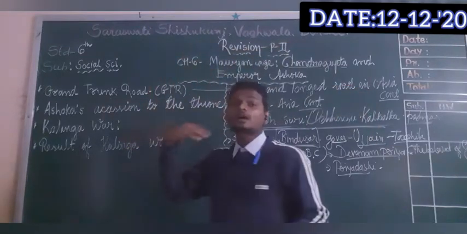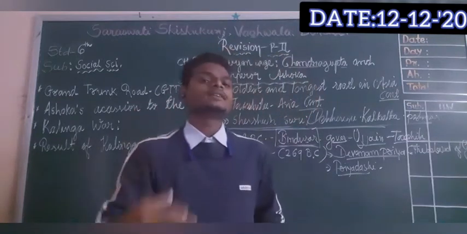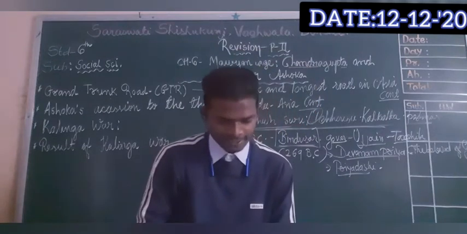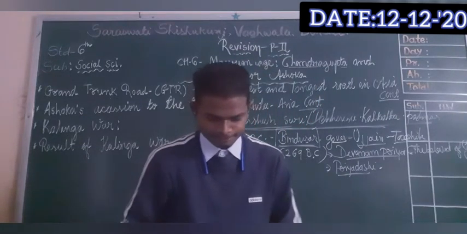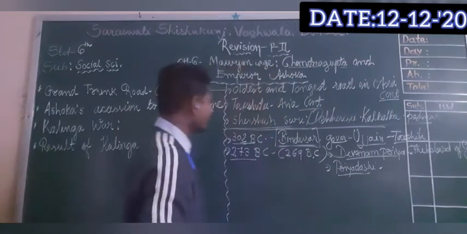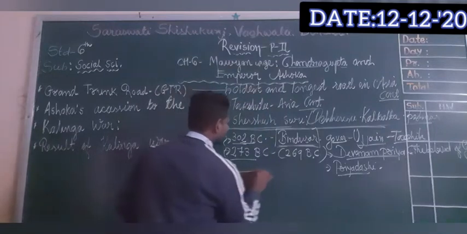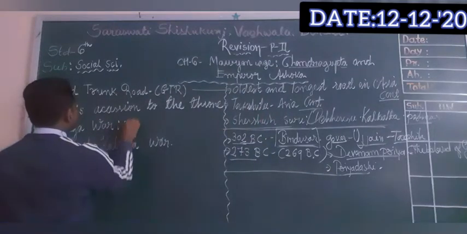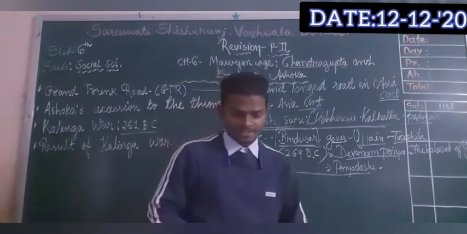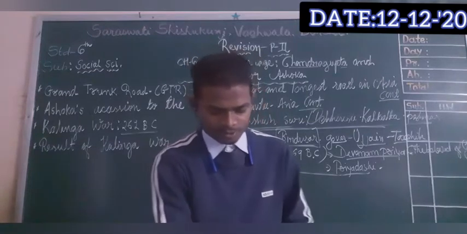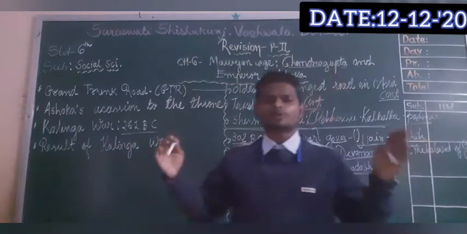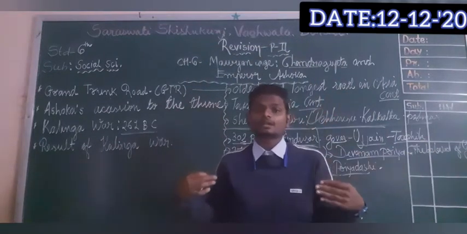Now, next point, the Kalinga War is very important. Why? We have discussed why it is very important. So, what happened during that time? The Kalinga War took place around 261 BC. The conquest of Kalinga by Ashoka was perhaps the most important event of his reign. Most important. Still we are remembering.